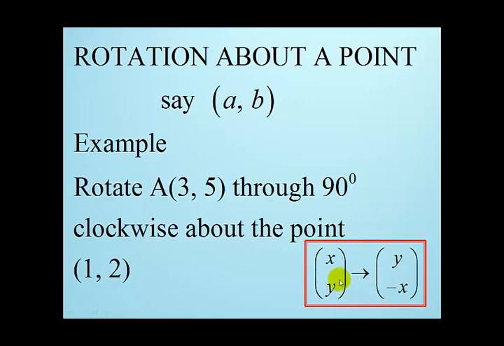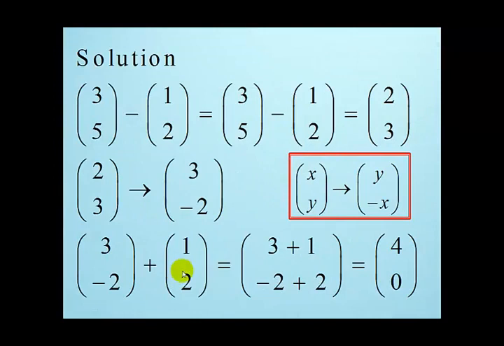But before we obey the rule, we first subtract the point (1, 2) from (3, 5). Then we rotate through 90 degrees, and at the end we add the point (1, 2) back. Now let's look at the solution so you understand it better. Solution: we are given the point (3, 5) to rotate through 90 degrees clockwise about the point (1, 2). So the first thing you have to do is subtract the point from the coordinate of A given.